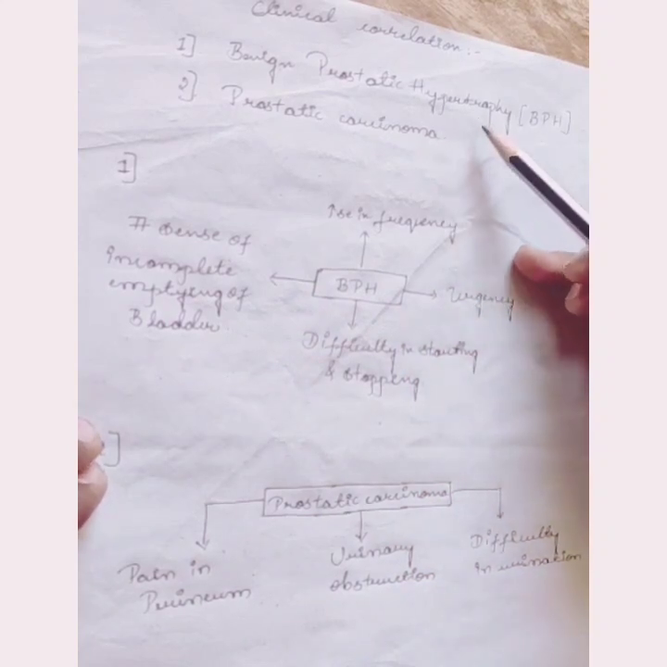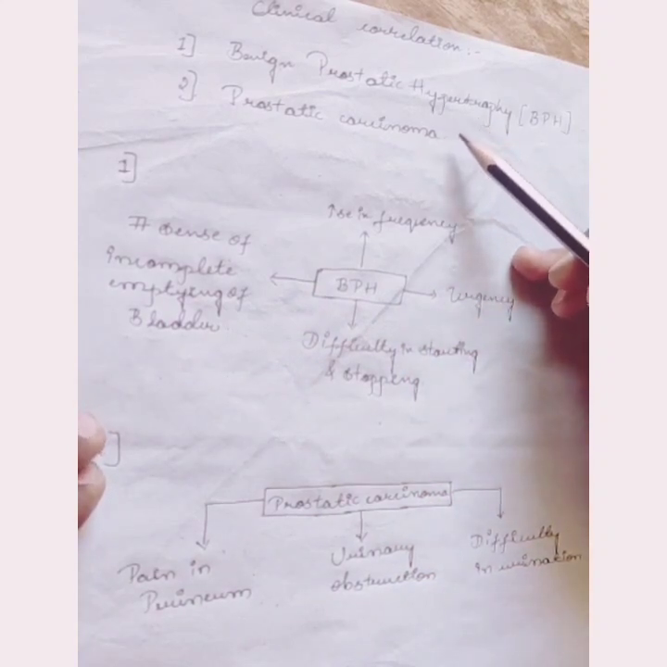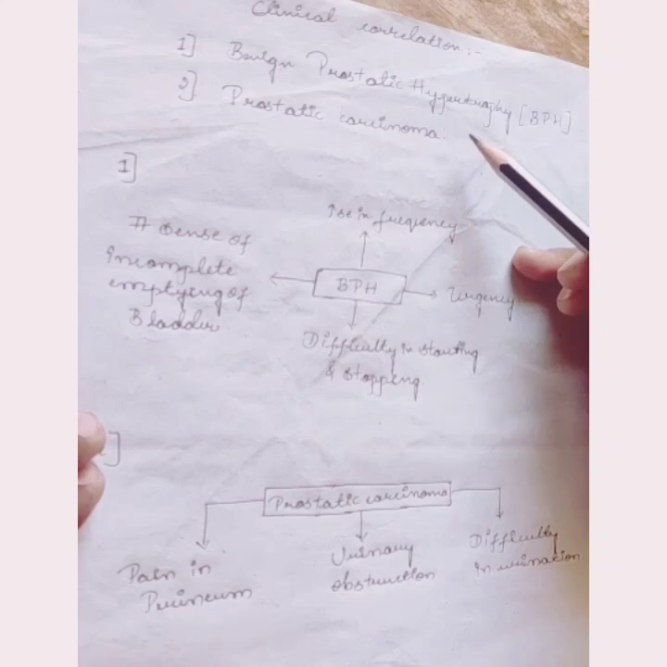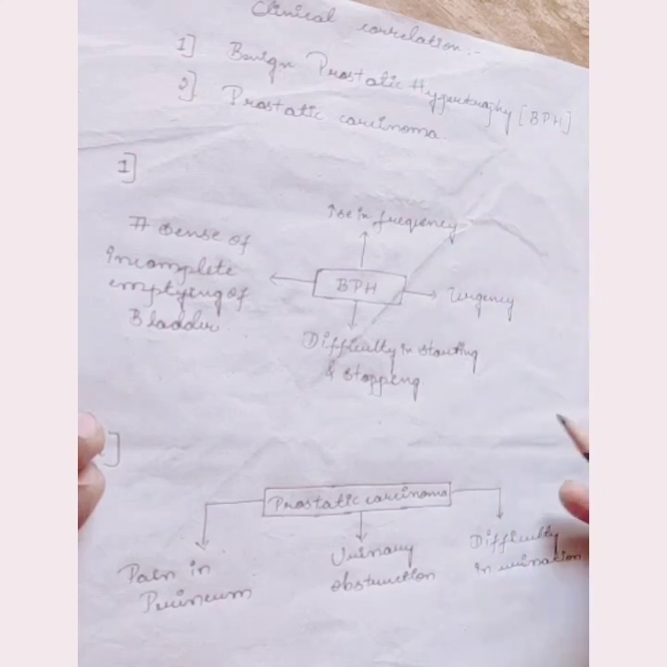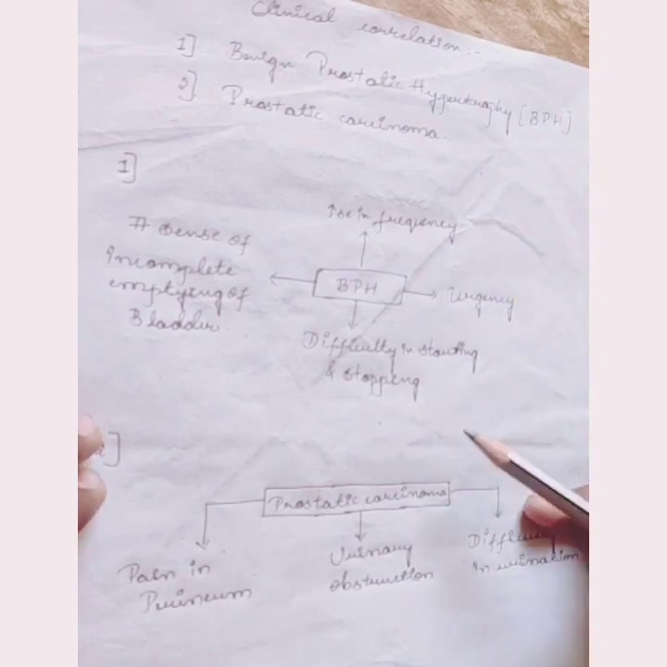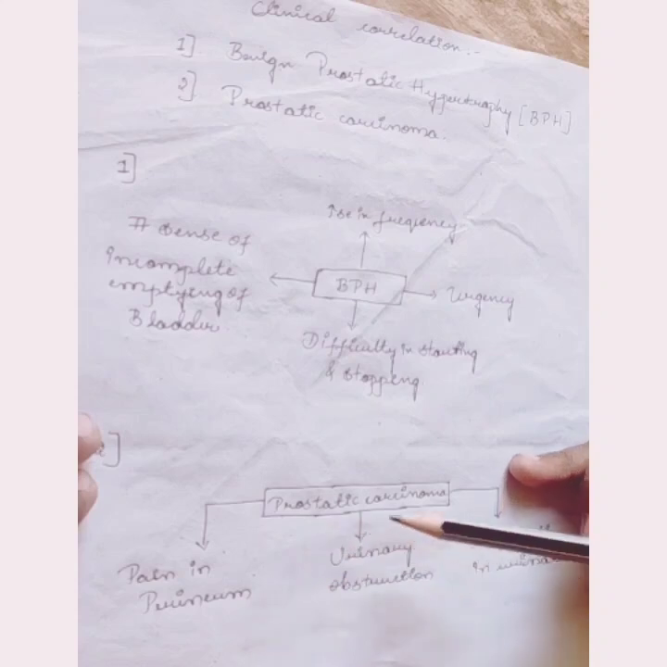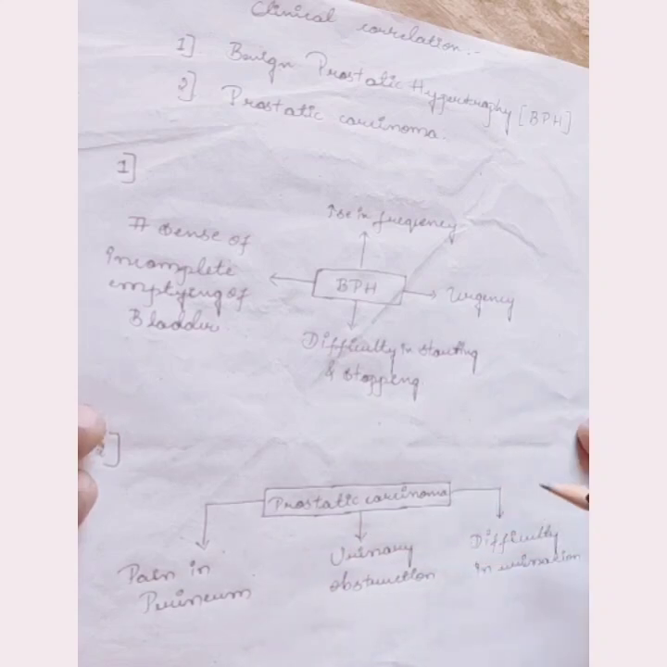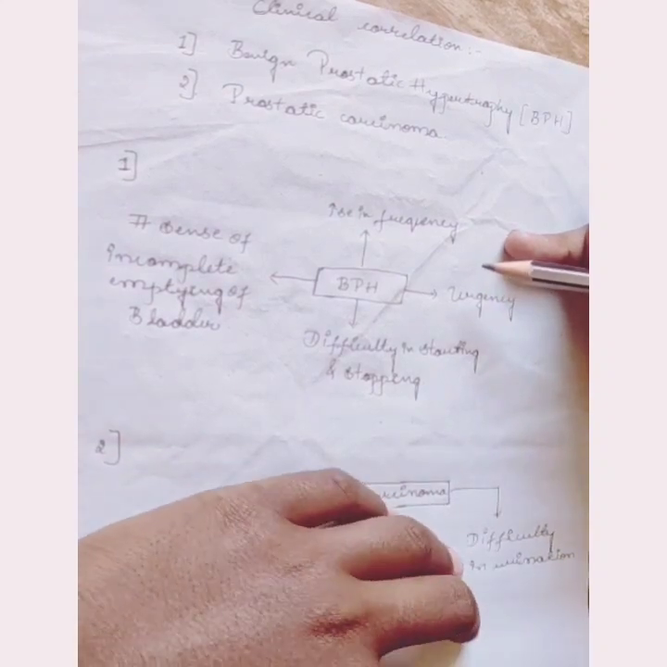Next is prostatic carcinoma. It usually occurs after 50 years of age. As already said, the carcinoma is commonly found in the posterior lobe. Next, its clinical features. There is pain in the perineum, there is urinary obstruction and difficulty in urination. This is all about the prostate gland.